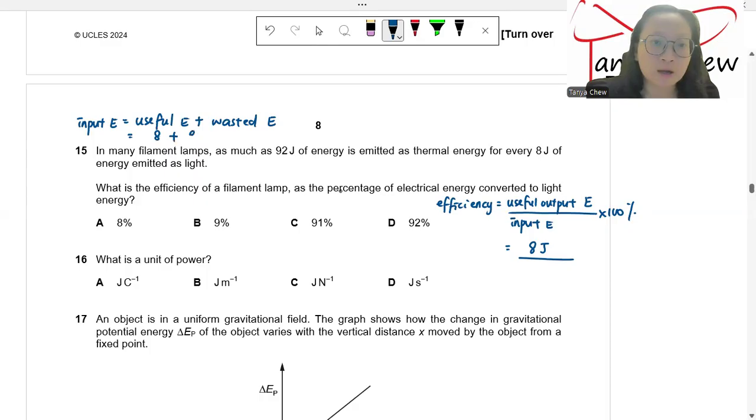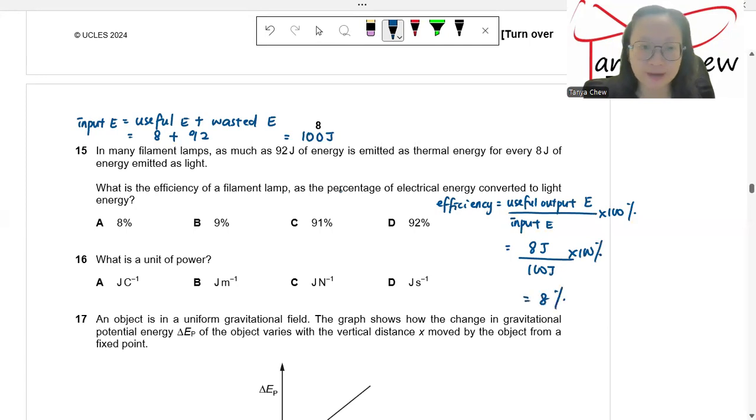Input energy is 8. Useful energy is 8 joules. Wasted energy is 92 joules. So the input energy is actually equal to 100 joules. So 100 joules times 100%, so you get 8%. A is the answer.